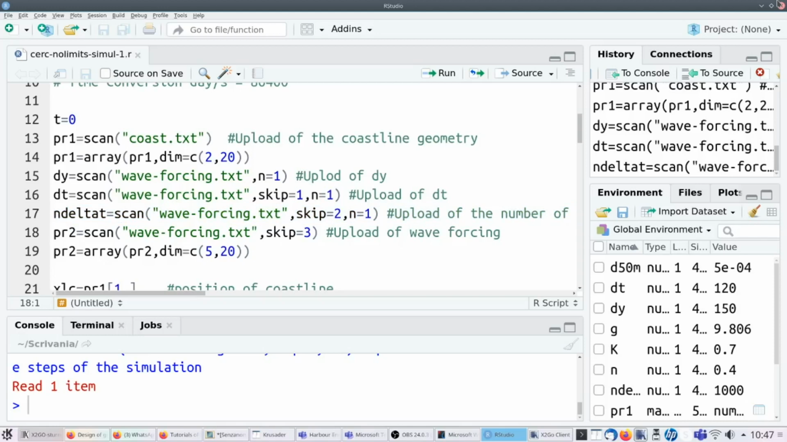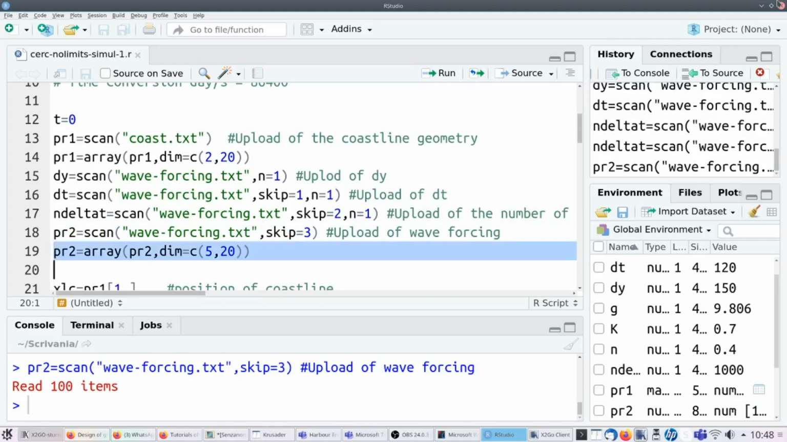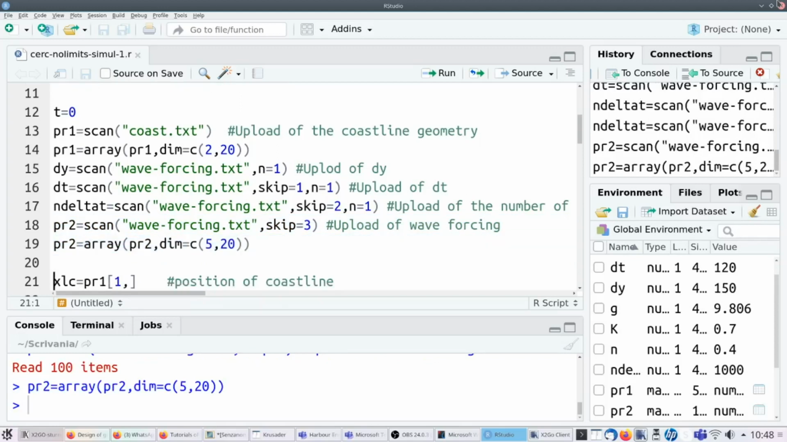Okay, so now so far we uploaded n and delta t. Let me check if it is okay, perfect. And then let me upload PR2, the wave forcing, and the PR2 is an array with five columns, so let's declare here that it is indeed an array with 5 columns. Very good.